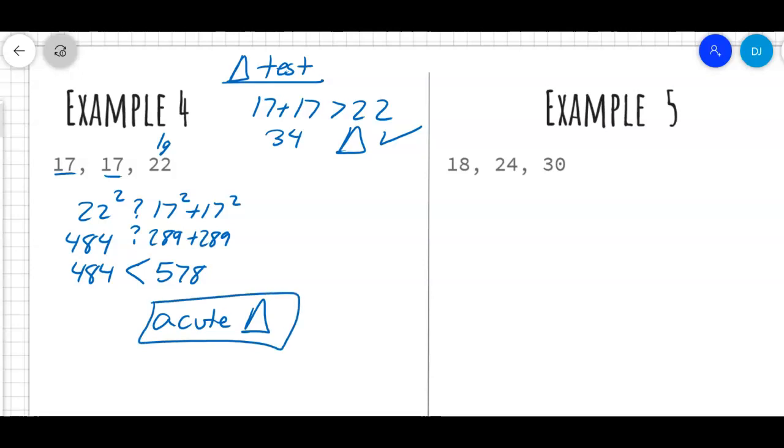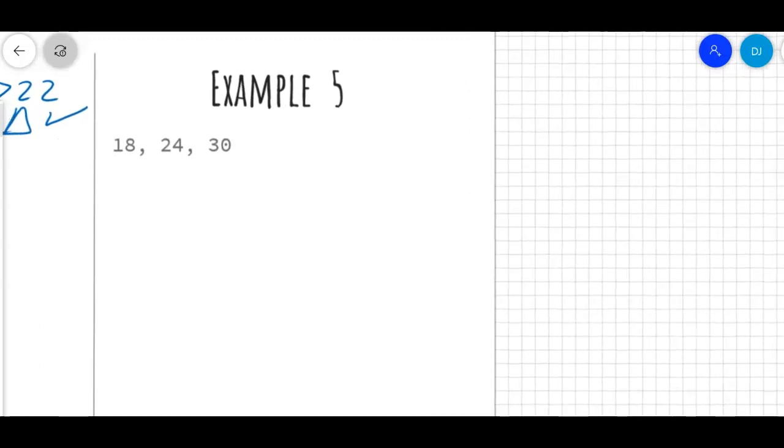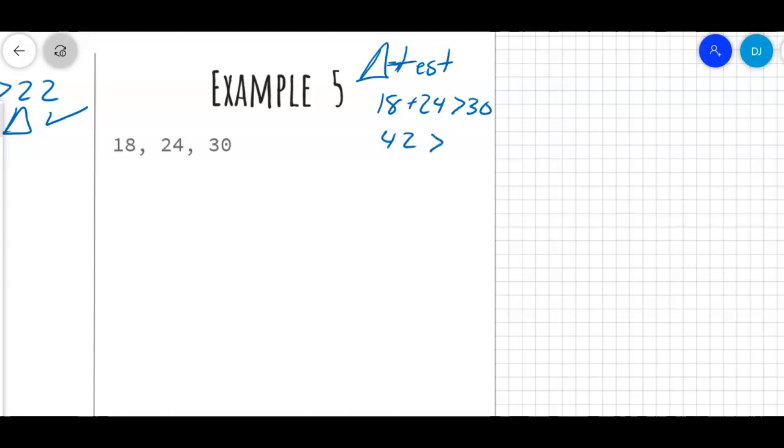All right, let's go ahead and move on to example 5, our last and final example. Let's go ahead and first do triangle test. Wow, I keep erasing. Again with the eraser. All right, so two smaller sides, 18 plus 24. Let's see if it is not equal to, but greater than 30. That's going to give us 42. 42 is greater than 30, so that definitely works. It is a triangle. Next step, take the largest side, which is 30.